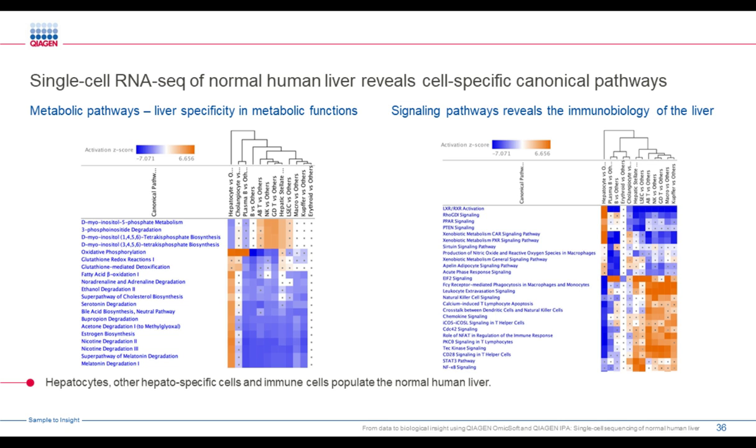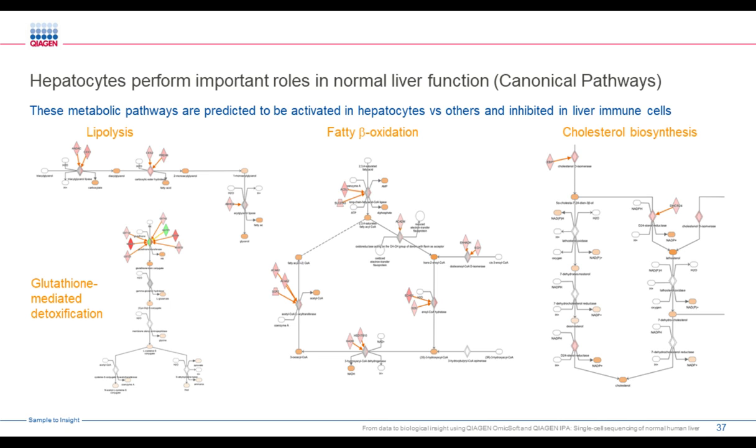Inversely, a lot of the metabolic pathways are not activated. They are inhibited in many of the immune cells that have been discovered in that single-cell sequencing. But they are activated for signaling pathways in those cases. So a lot of pathways related to T cells, B cells, dendritic cells, NK cells are effectively predicted to be activated. So these help you to understand the immunobiology and the metabolic functions of the liver per se. Just one comparison can give you that. But let me explore a little bit.